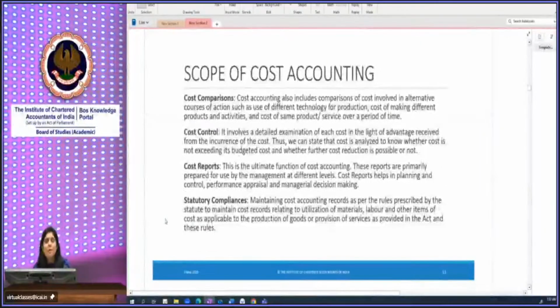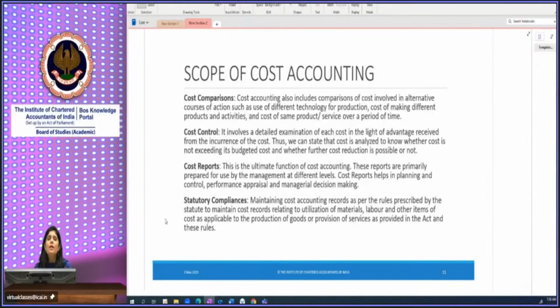Then cost comparison. Cost comparison can happen at various levels through various forms. Like if I'm using alternative courses of action. If I'm producing the product as per process 1, there is also another way to produce the product. So what will be the cost? Let us say there are 5 ways to produce a product. Process 1, process 2, process 3, process 4.